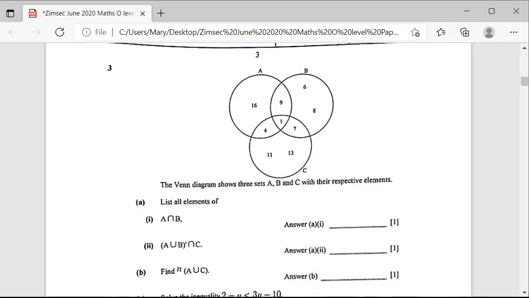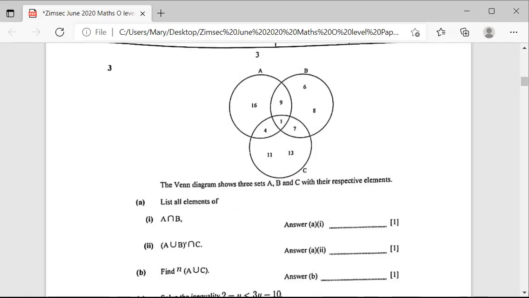And the intersection of all the 3, it's only 1. 3 is found in all the 3 sets. Now in this one, you are required, the Venn diagram shows the sets A, B, C with their respective elements. List all the elements of A intersection B.